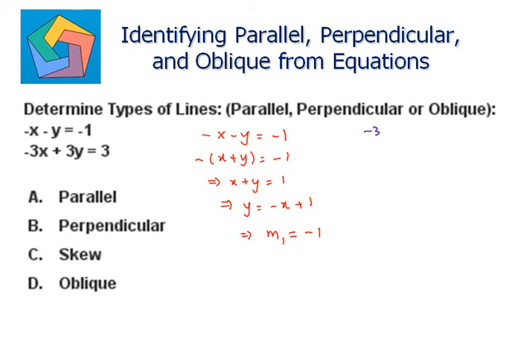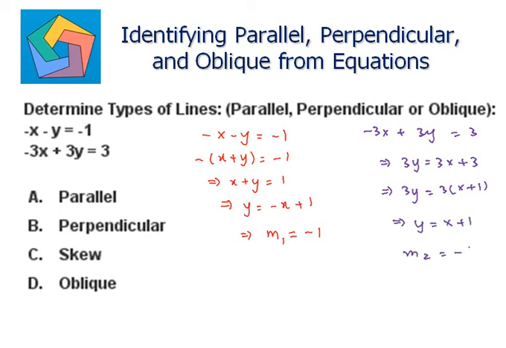Minus 3x plus 3y is equal to 3. Adding 3x both sides, I get 3y is equal to 3x plus 3. Taking common 3 times x plus 1. Dividing by 3 both sides, I get y is equal to x plus 1. So m2 is equal to plus 1.